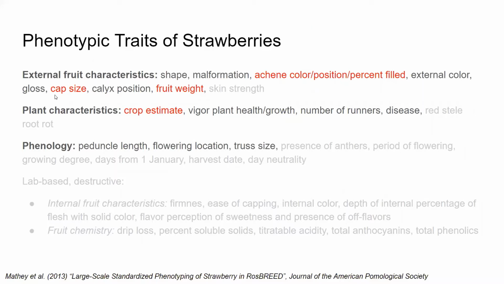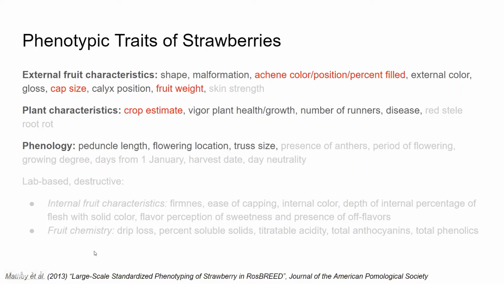These are the external fruit characteristics that we can see, plant characteristics, that's another important one, but also phenology. So we talk here about the development and temporal aspect, and some aspects of the morphology of the plant, like the trusses, or where the strawberry flowers. These are visible traits that can be observed.